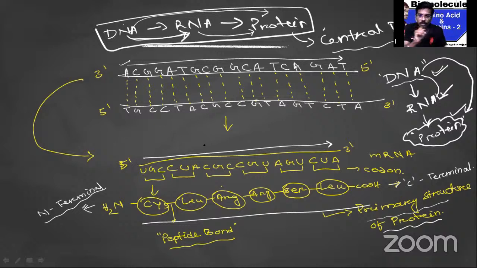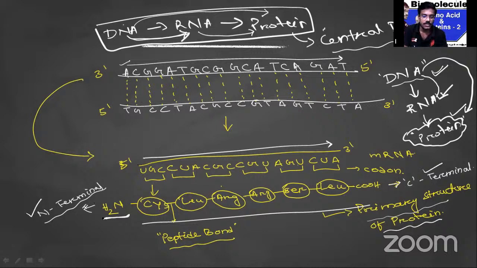So what happened? The amino acids are joining in a chain. Then that chain of amino acids is called the primary structure of the protein. And when we see that primary structure, we can find two ends. This is one end, this is another end.